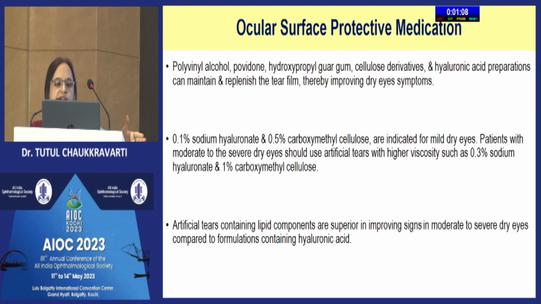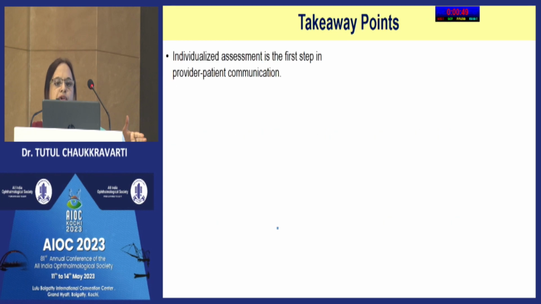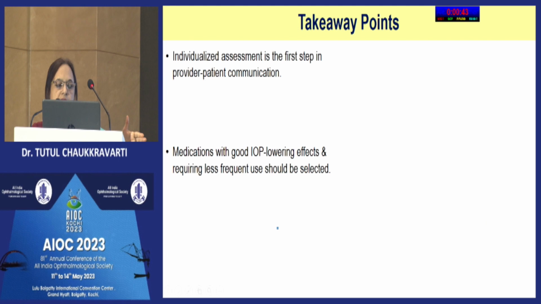0.1% sodium hyaluronate or 0.5% carboxymethyl cellulose are indicated for mild dry eyes. Patients with moderate to severe dry eye should use artificial tears with higher viscosity, such as 0.3% sodium hyaluronate and 1% carboxymethyl cellulose. Now we could conclude that individualized assessment is the first step in provider-patient communication.